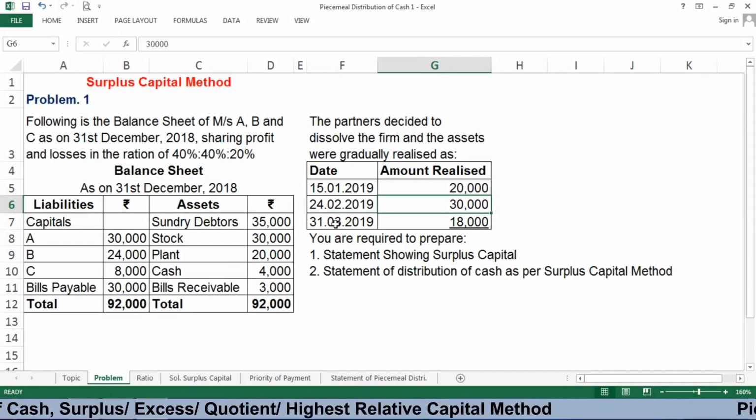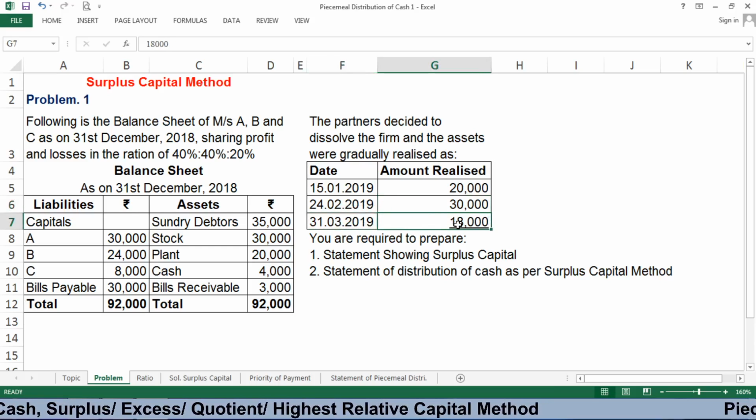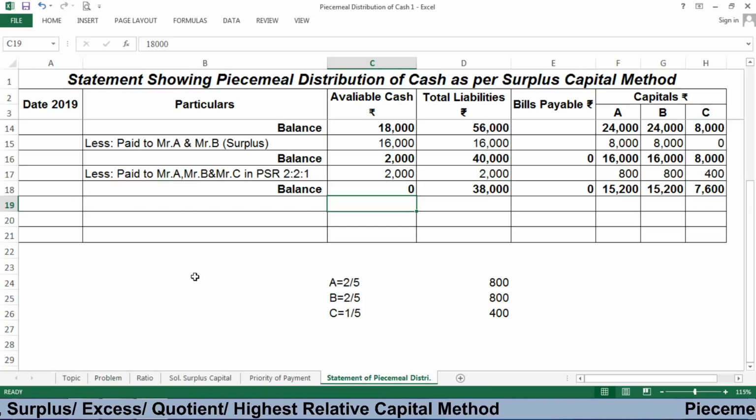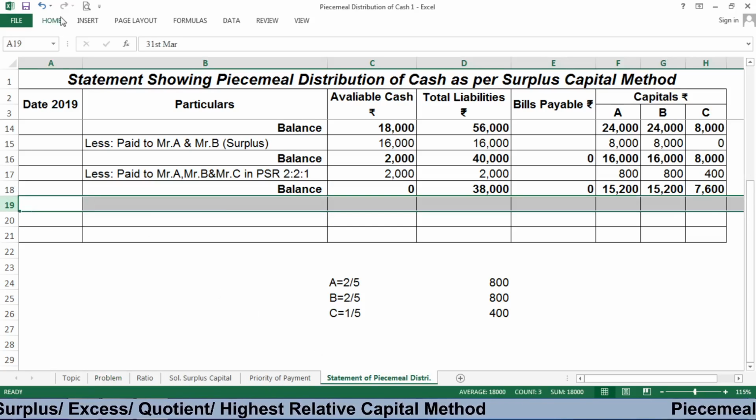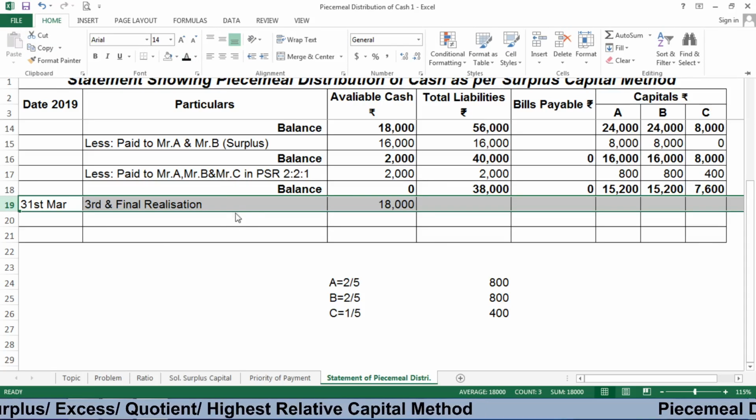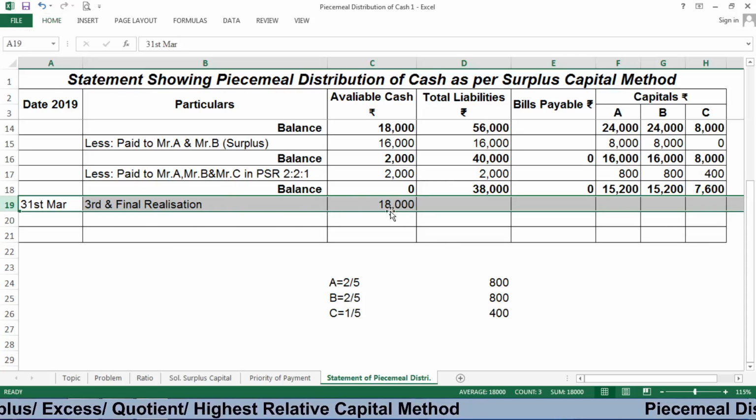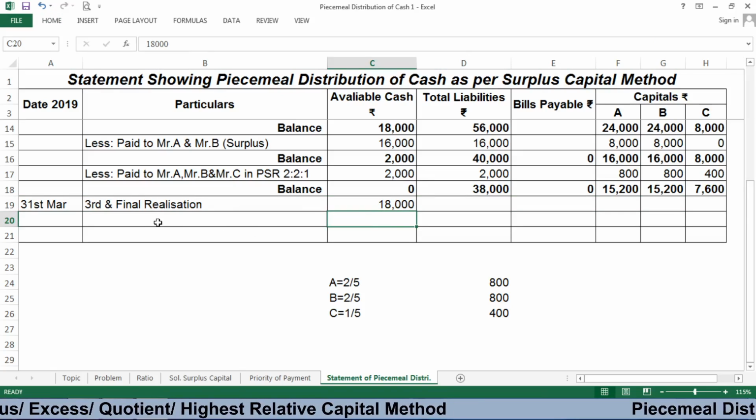So let us check, is there any realization pending? Yeah. Here on 31st March, still we will get 18,000. It simply means that you are getting 18,000. So the third and final realization, that is 18,000. Third and final realization, we got 18,000. Now our third party liability is already nil.